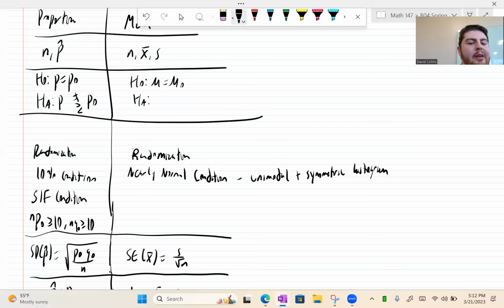If you see a multiple choice on the next test and the null hypothesis says mu is greater than mu naught, it's automatically wrong. There always has to be an equal sign in the null hypothesis, and there can never be an equal sign in the alternative. The alternative can be any of these three symbols.